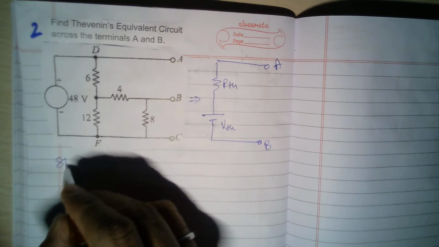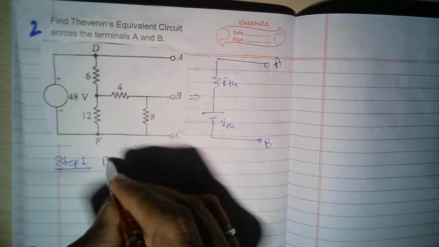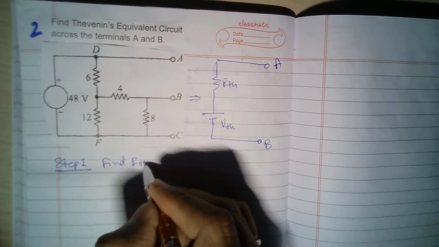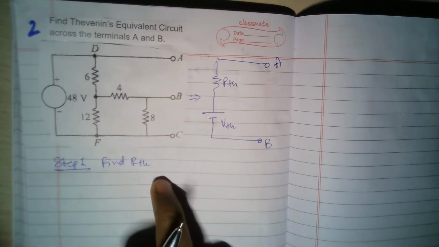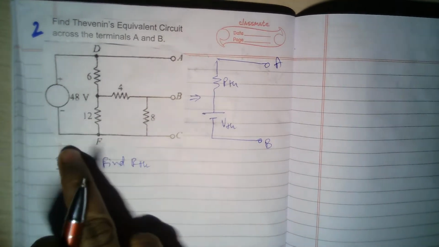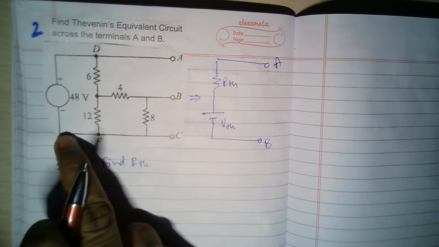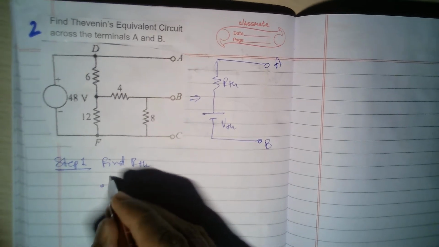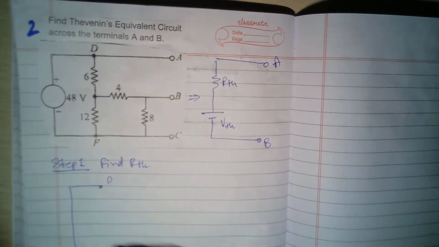So step 1, find RTH. Okay, so Thevenin's resistance. For this we need to short circuit the voltage sources. So this part is short circuited. Okay, so your D is short circuited with F.